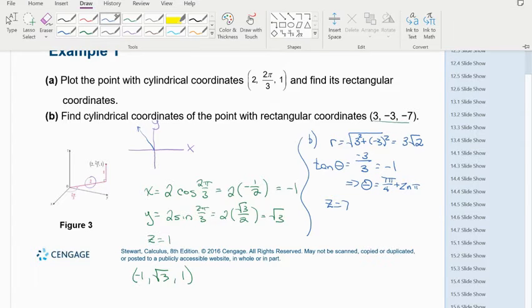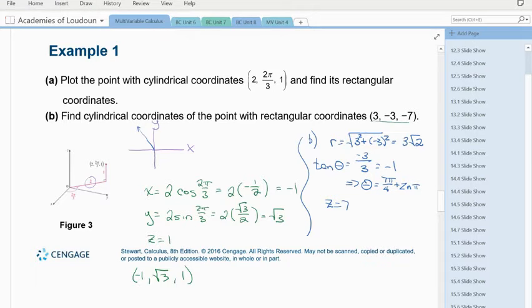So we will have then one set of cylindrical coordinates would be 3 root 2, 7 pi over 4, and 7, or we could also have 3 root 2, negative pi over 4, and 7. So as with polar coordinates, there are going to be an infinite number of possible choices.